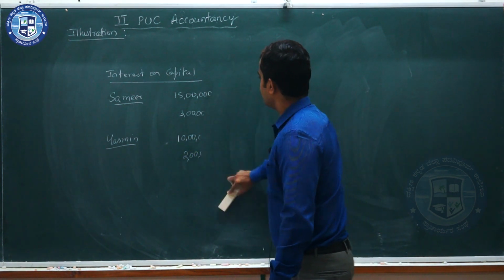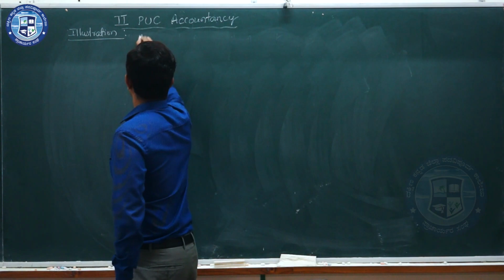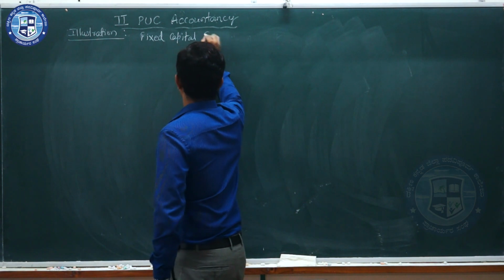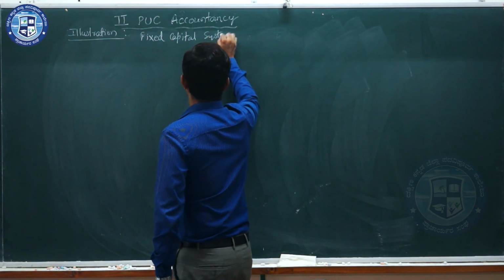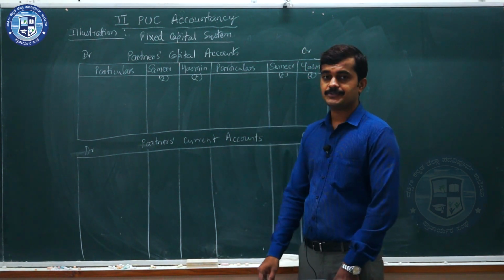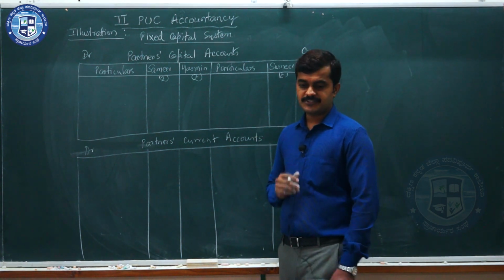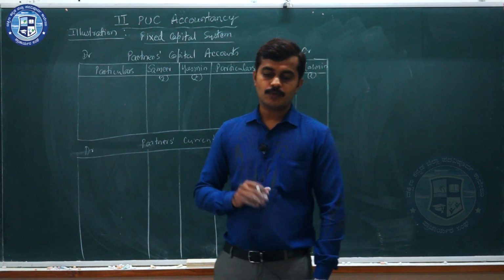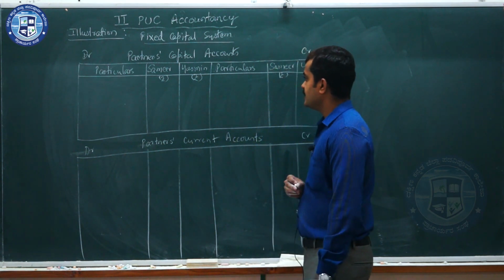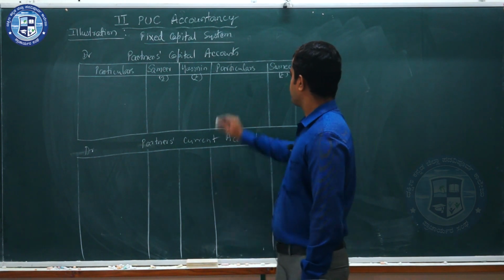partners' capital account and current accounts under fixed capital system. So we have prepared partners' capital accounts and partners' current accounts. So let us record all those transactions in their respective accounts. So first we will record opening capitals of Samir and Yasmin. So these opening capital balances will be recorded in their capital accounts on the credit side.